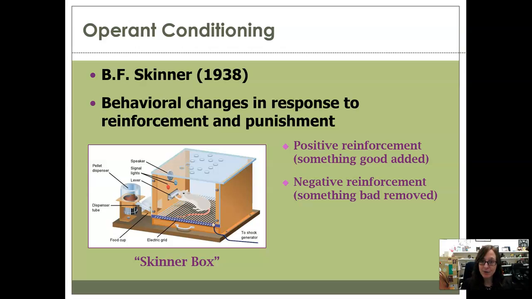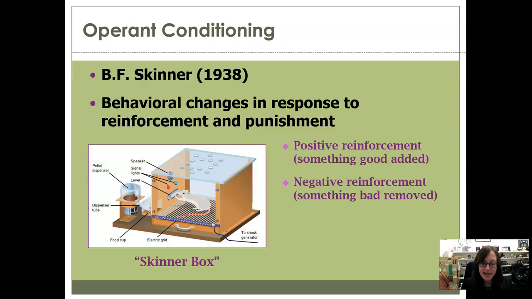But then also negative reinforcement, which is mistakenly sometimes seen as a bad thing. It is still a good thing. Negative reinforcement is still a reinforcing force, because something bad has been removed, which is a good thing.